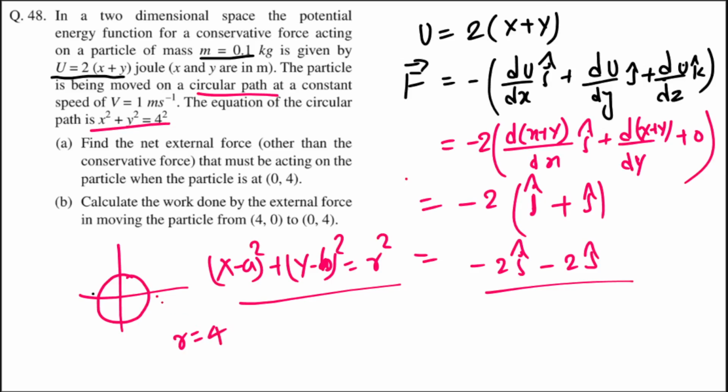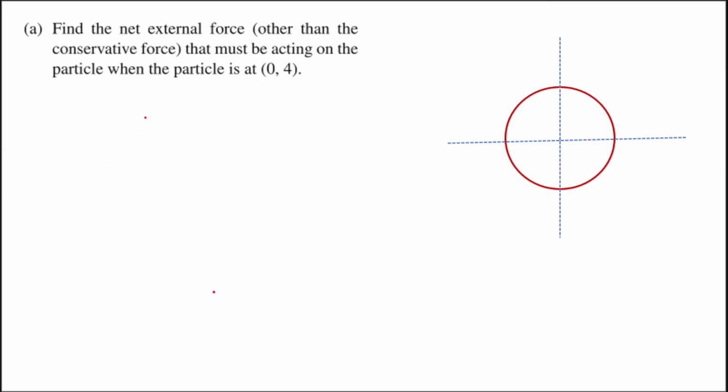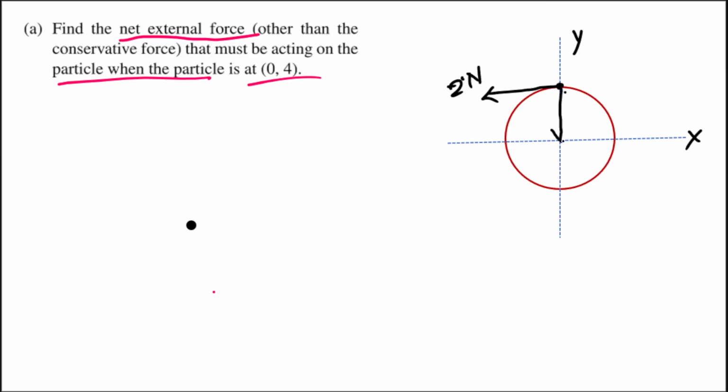Now what we are asked in the first case is to find the net external force that must be acting on the particle when the particle is at 0, 4. So let's talk about when the particle is at 0, 4. Look carefully here: 0, 4 means this point, if we treat this as the y-axis and this as the x-axis. And at this point, because of the conservative field, the force acting will be minus 2 i cap, that is in this direction, so 2 Newton in this direction, and minus 2 j cap, that is in this direction. So this is this. Okay?